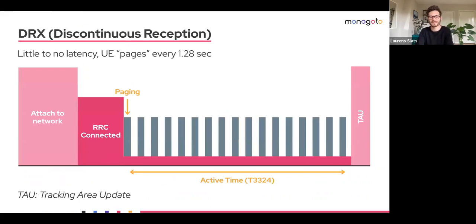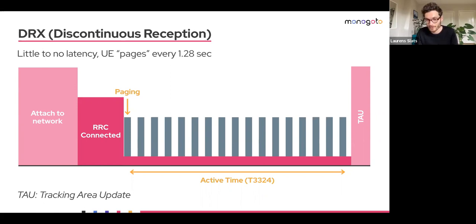And I want to elaborate a little bit on these different power modes. So the first one is the DRX, the discontinued reception. And how it normally works is that the device boots and it starts to attach to a network, which can be quite energy consuming. Then it starts sending its first messages, and then it enters the active time. And the technical term for that is T3324, and that's the duration where it frequently pages the network checking for incoming traffic.